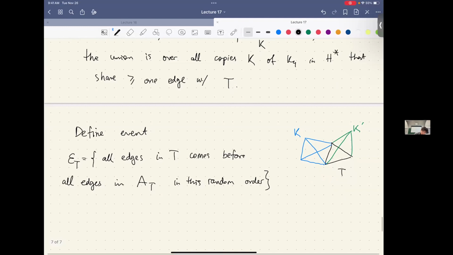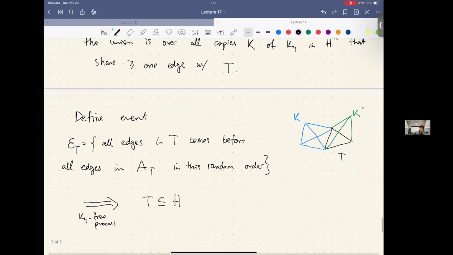So what do we know about this event? By the K4-free process definition, this event will imply that T will survive in H, right? This is what I just said. ET. Okay.